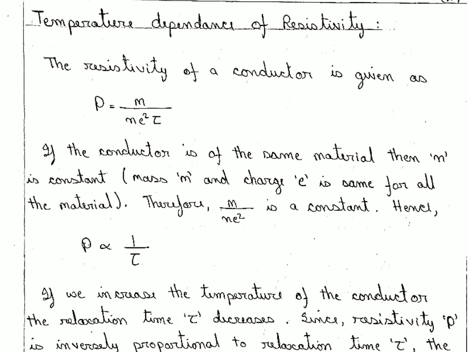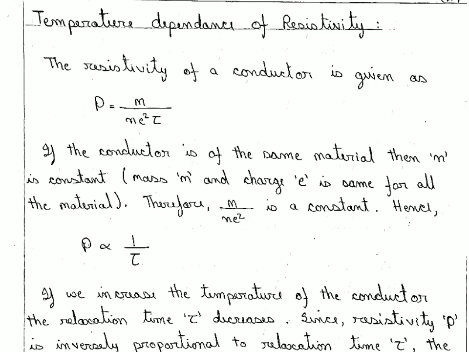Now if we increase the temperature of the conductor, what will happen to the electrons? This I've told you while doing drift velocity. If we increase the temperature of the conductor, the electrons will move faster. So since the electron moves faster, the relaxation time will be small. And if the relaxation time decreases, then this rho, which is inversely proportional to the relaxation time, will increase. So if you increase the temperature of a conductor, the relaxation time decreases and the resistivity increases.